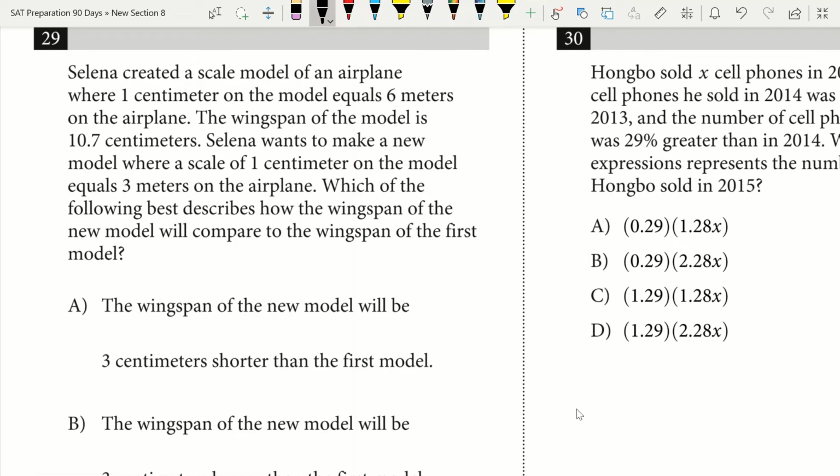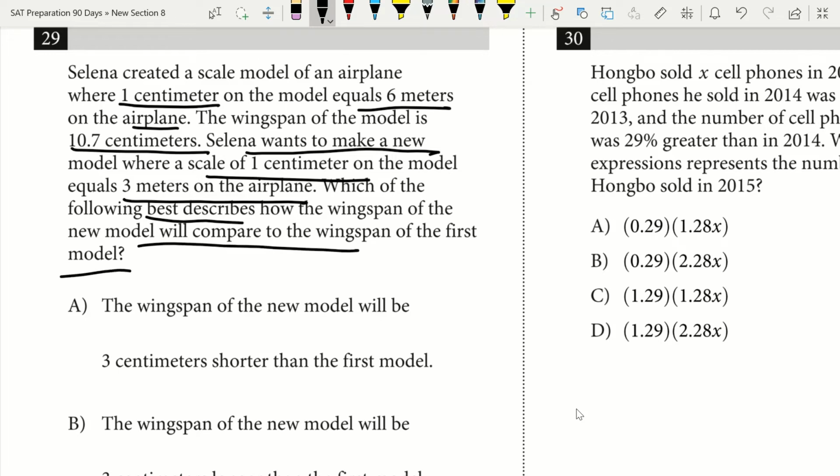All right, now we have Selena created a scale model of an airplane where 1 centimeter equals 6 meters on the airplane. The wingspan of the model is 10.7 centimeters. Selena wants to make a new model where a scale of 1 centimeter on the model equals 3 meters on the airplane. Which of the following best describes how the wingspan of the new model will compare to the wingspan of the first model? All right, well, if 1 centimeter is representing 3 meters, so it's representing less meters on this new model, okay? If we're representing less meters on the new model, then this new model is going to have to be bigger, right?